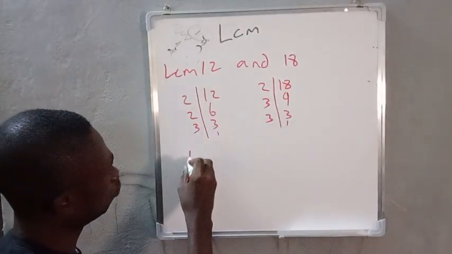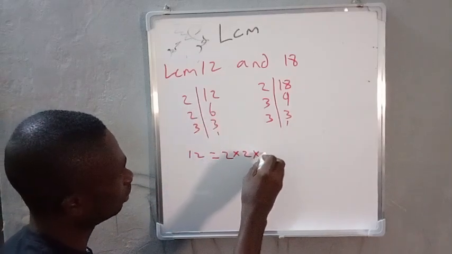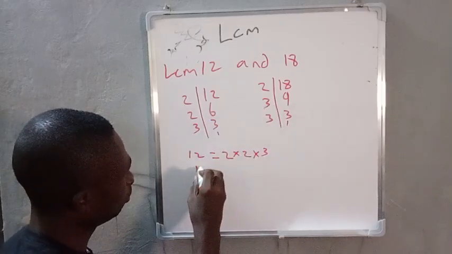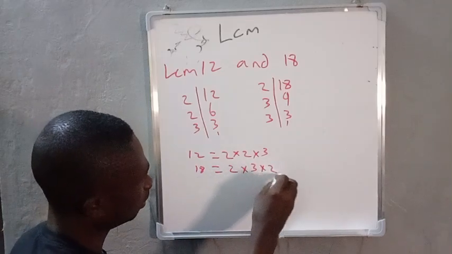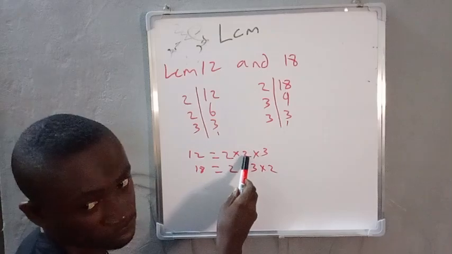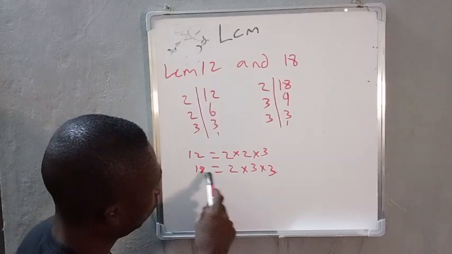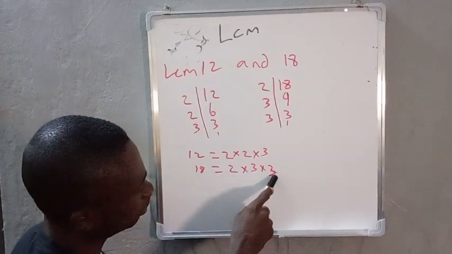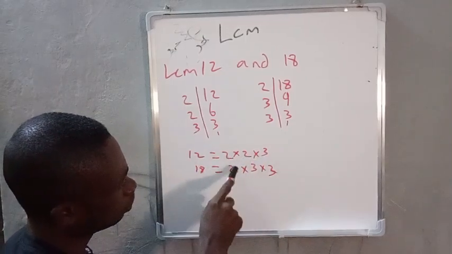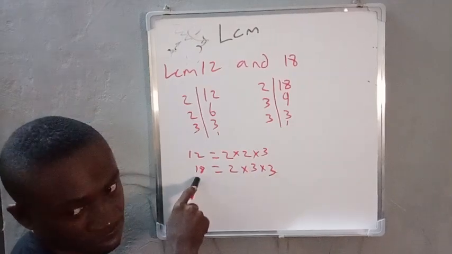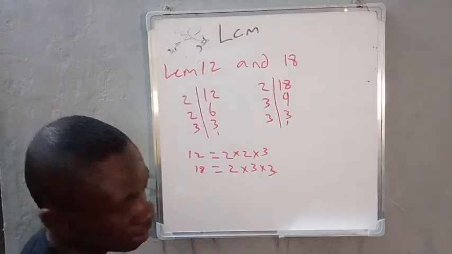So you realize that 12 will be equal to 2 times 2 times 3. And you realize that 18 will be equal to 2 times 3 times 3. 2 times 2 is what? 4. 4 times 3 is what? 12. So 2 times 3 is what? 6. 6 times 3, 18. Do you get it? So it is from this that I'll be able to find the LCM.